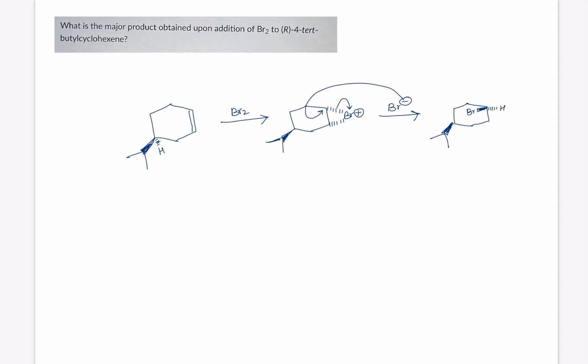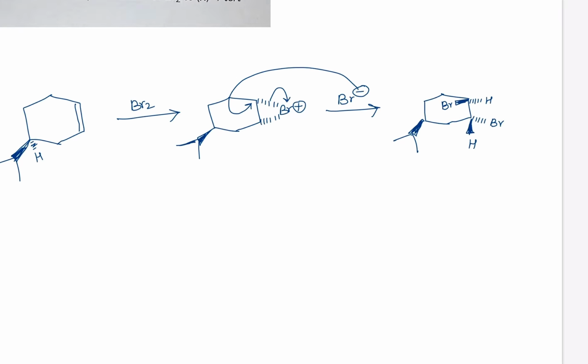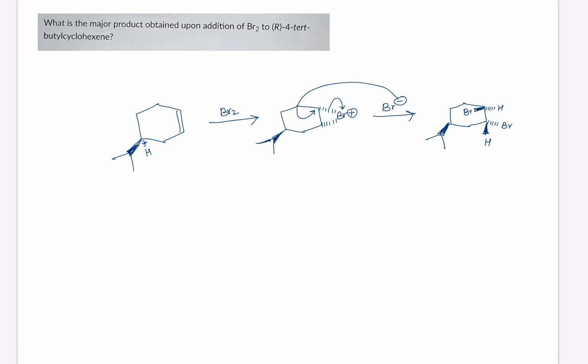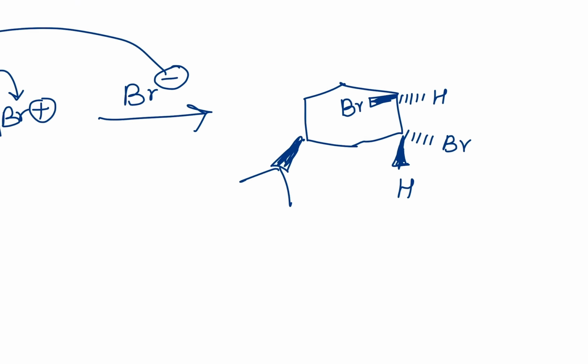We'll be having the Br. I purposefully put this Br here so you will not get confused with the direction when we apply the Cahn-Ingold-Prelog system of nomenclature. And then here, the Br will be in the opposite direction, facing away from us, and the hydrogen will be pointing toward us. Okay, now let's identify the configuration here. So this is R. There's no change in the configuration on this carbon. Only two new chiral centers are created, and we need to identify the configurations of both of these carbons.